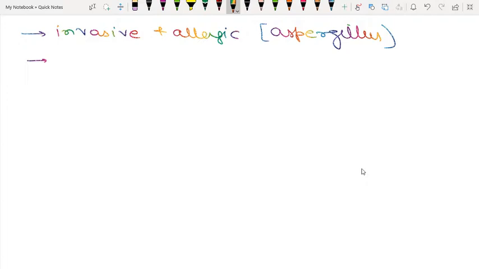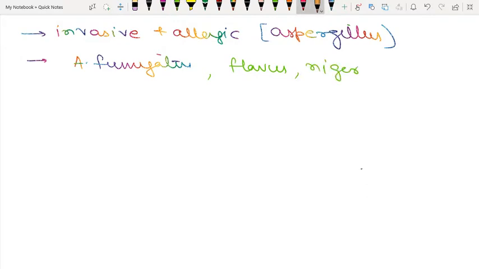The important ones which we are discussing are Aspergillus fumigatus, then Aspergillus flavus, then Aspergillus niger. These three are important, so we will mainly focus on Aspergillus fumigatus, flavus and niger.